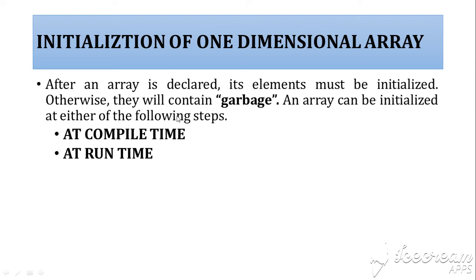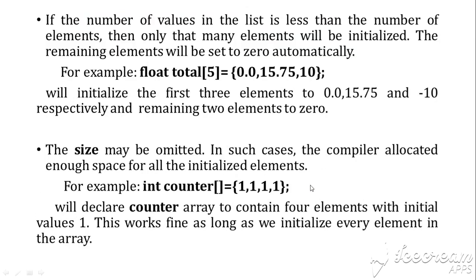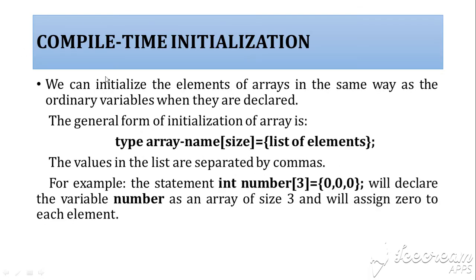There are two ways in which the initialization of arrays could be done. One by means of compile time and the other by means of runtime. Coming to compile time initialization, this is what it would look like. You have the data type followed by the array name, the maximum size of the array, and then the sequence of values that you're likely to initialize the array with.